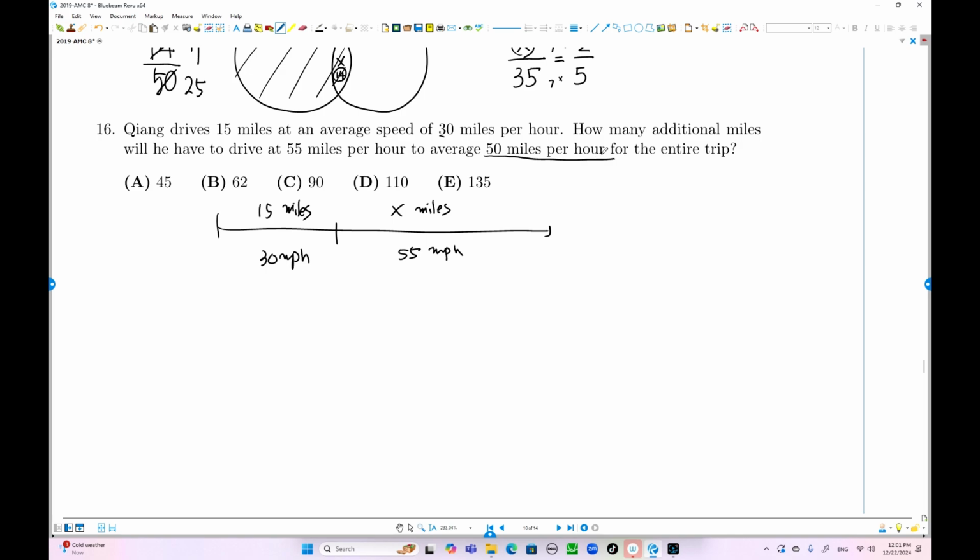What is the average speed? Total distance, 15 plus x. And what is the total time? Distance over speed, that is the total time, right? 15 over 30, we can use 1 over 2, right? Or 15 over 30, it doesn't matter. And the next one is x over 55. The average speed is 50. We have to solve this one.